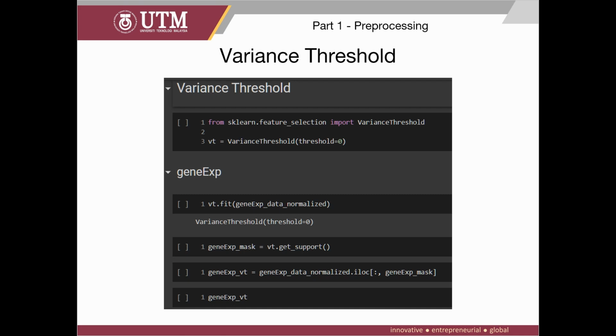This is how I implement the variance threshold function. So basically I initiate the variance threshold function with threshold equals to 0 and then I feed my normalized data into this function. And then after the feed function, I extract all the remaining features that it has variance not equals to 0.